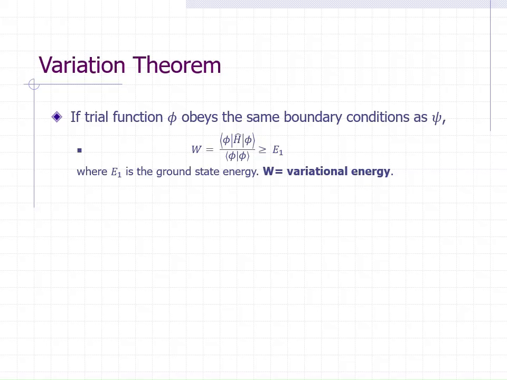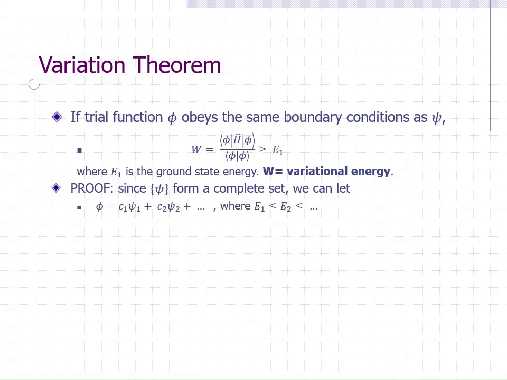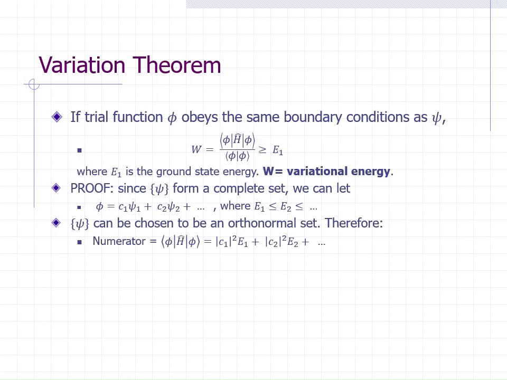To understand why this works, recall that the exact wave functions form a complete set. This allows us to expand our trial function as a linear combination of the exact eigenfunctions, with coefficients C sub 1, C sub 2, and so on, ordered by increasing energy. Since the Hamiltonian is Hermitian, we can choose an orthonormal set of eigenfunctions for our complete set. It's easy to show that the numerator in the expression for W is just a weighted sum of the energy eigenvalues, with weights equal to the squared magnitudes of the coefficients. Now consider the denominator. This integral is simply the sum of those same weights.